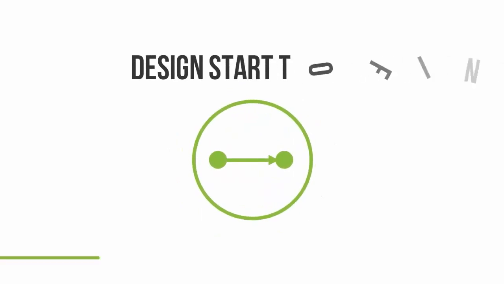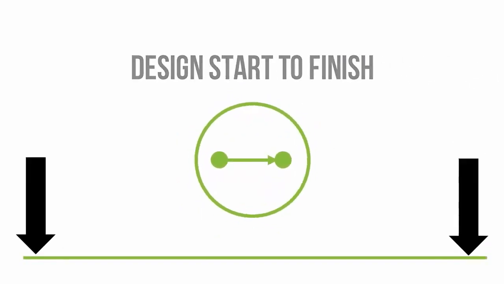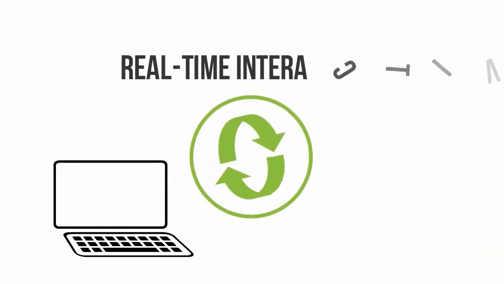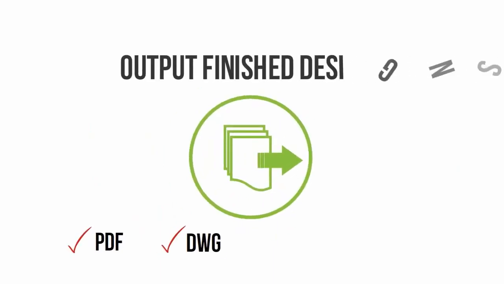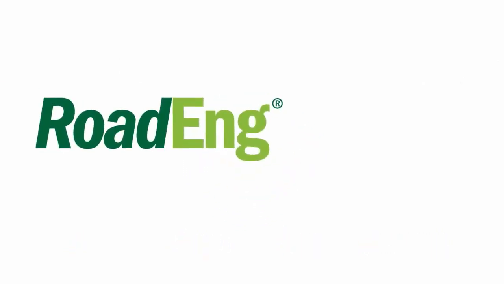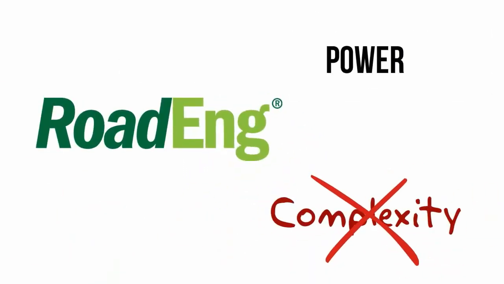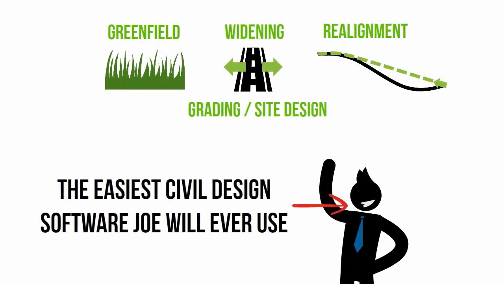From the survey data to the output sheets, with RoadEng you can design start to finish. With real-time interactivity, you can see the data, change the design, with no waiting around. Our civil design package works alone or can integrate into all other CAD or GIS-based engineering systems. Power, without complexity. RoadEng is ideal for greenfield construction, widening, realignment, and grading and site design projects.